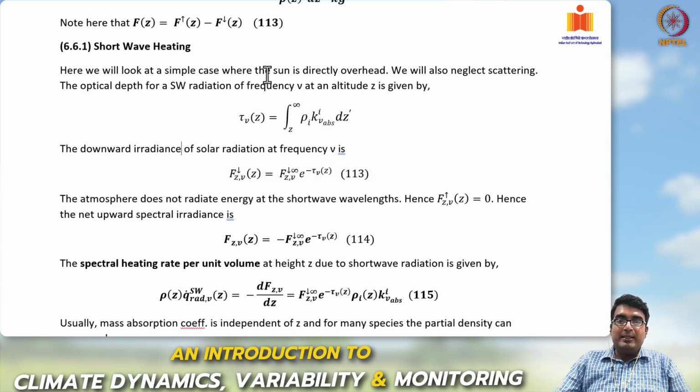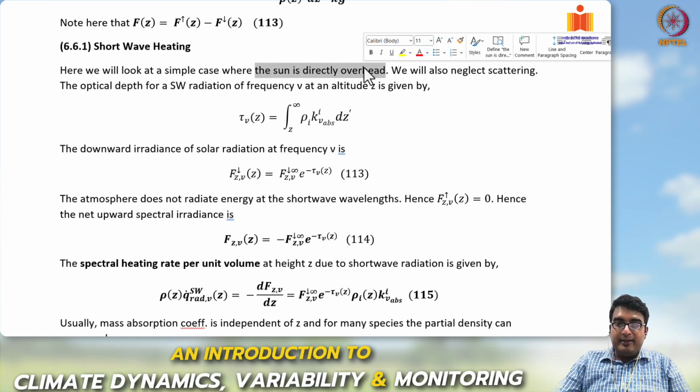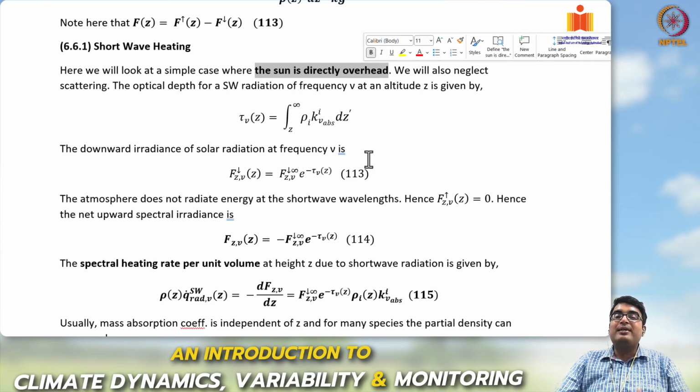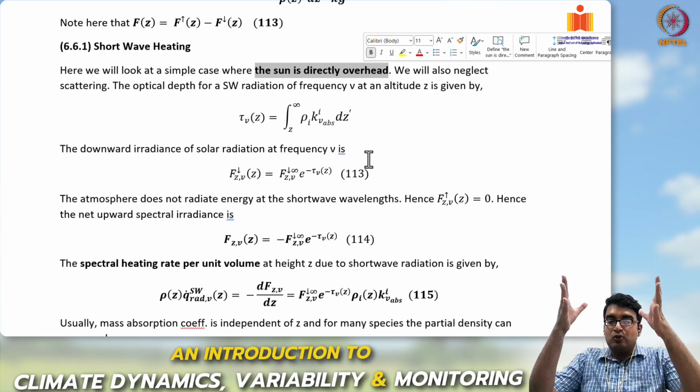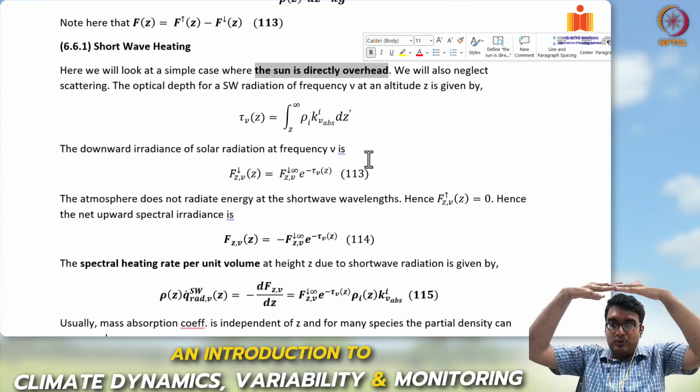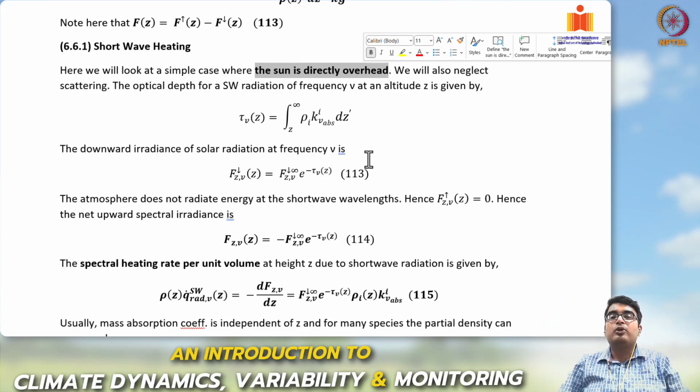Here we are assuming that the sun is directly overhead, and hence we are neglecting the angle at which the solar rays are incident. We are assuming all the solar rays are coming normal to the ground. Okay, so this is a very simplified approximation. We will see what happens if this approximation is not valid at a later time.